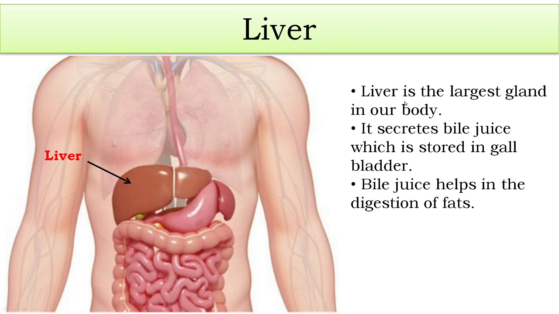The liver is the largest gland in our body. So this is the liver, this brown colored organ over here, the large organ just above the stomach, it is called the liver. So the liver is the largest gland in our body. The liver is a gland and it secretes something called bile juice.